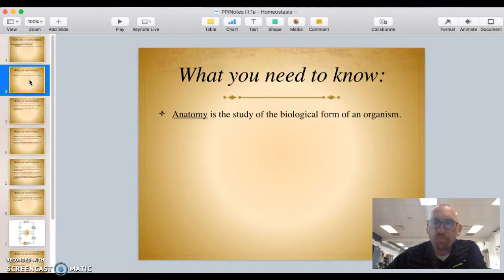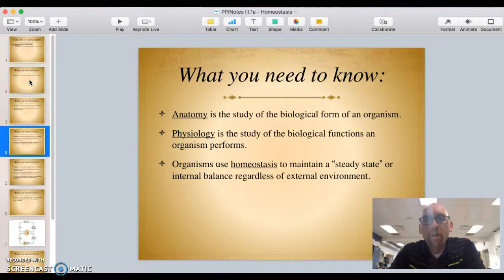Okay, so a couple things. First, you need to know these terms. This is just some basic terminology. You need to know what anatomy is. Anatomy is the study of the form, so often they say structure. Physiology is the study of the functions of the organism.